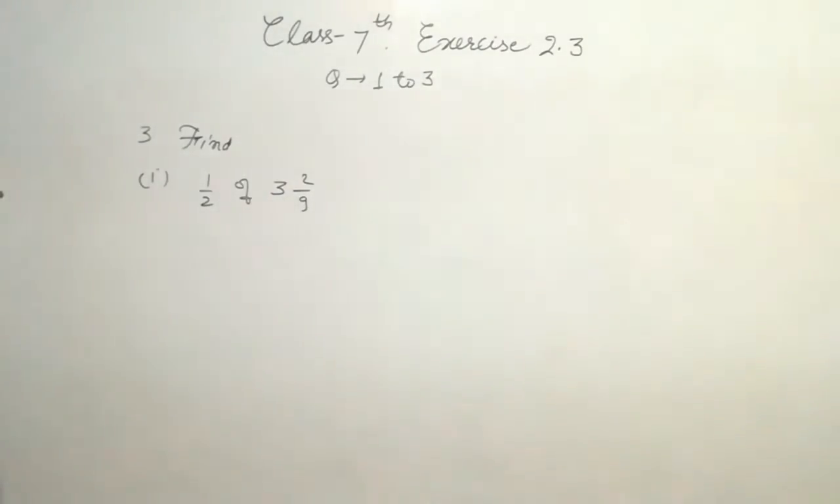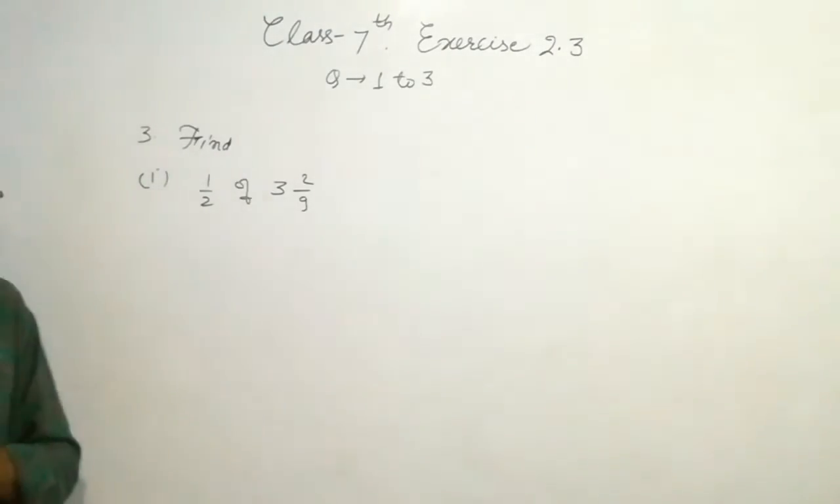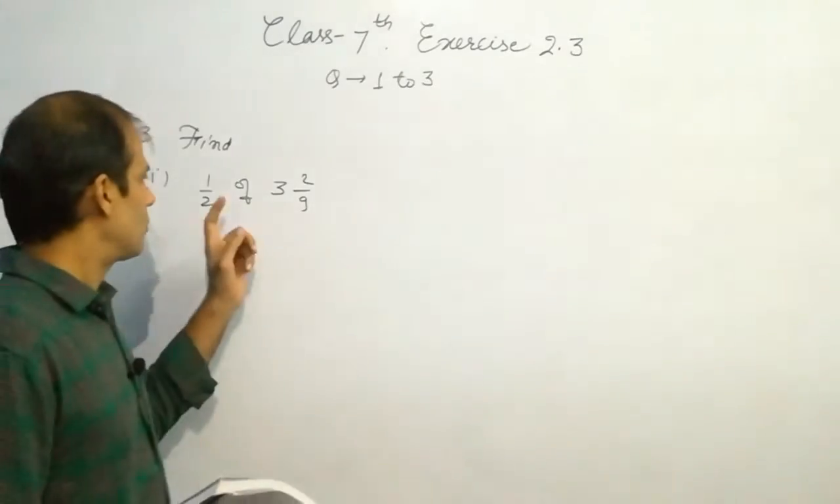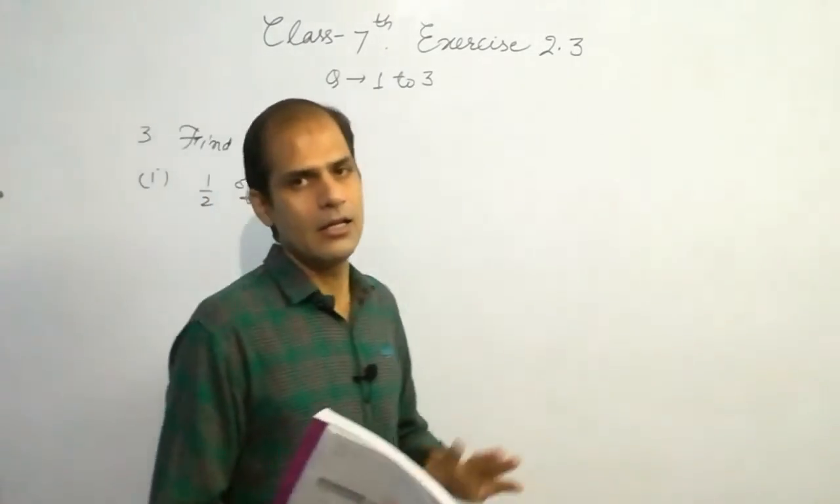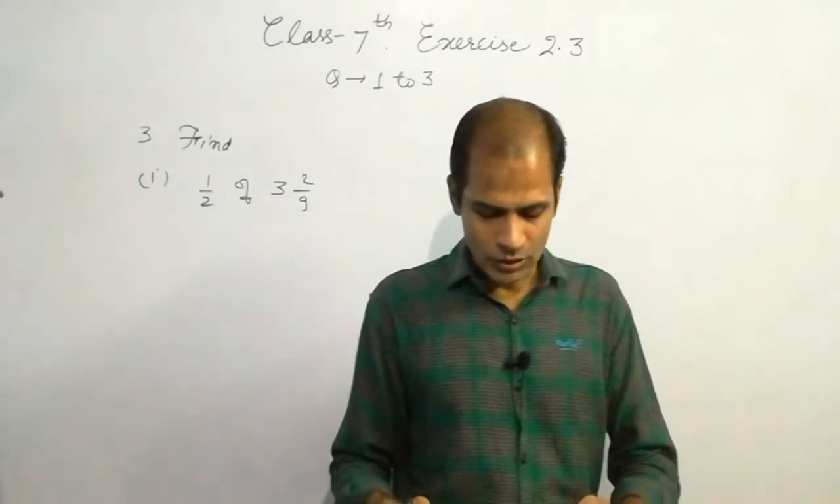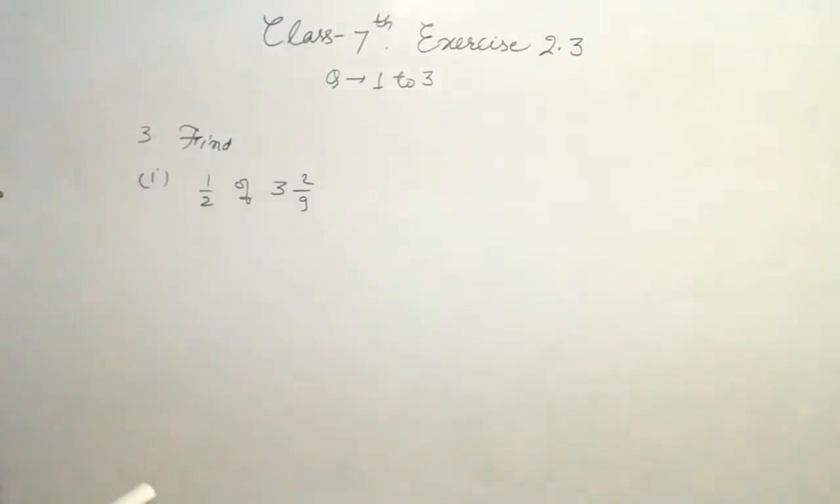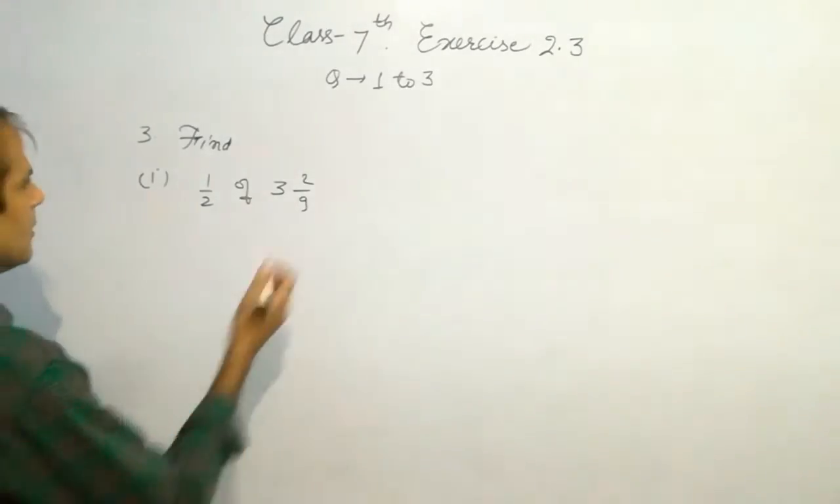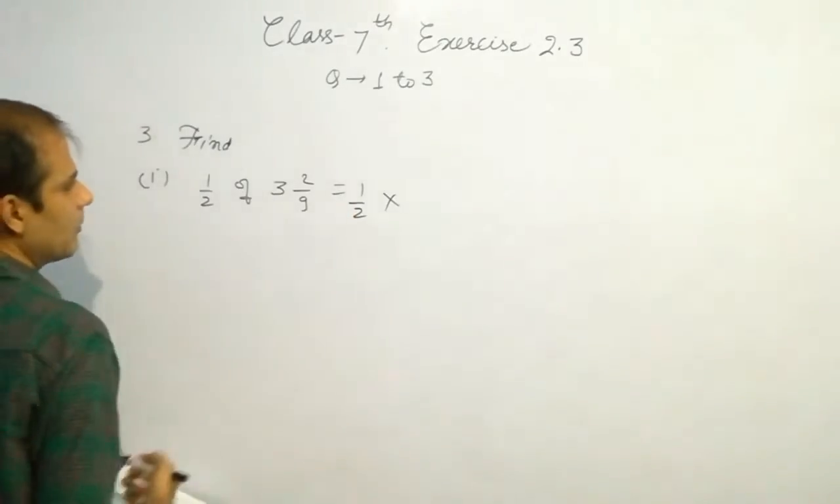What is the meaning of of? The meaning of is multiplication. Okay, whenever you see of in this type of question, you have to multiply. And this question is similar to question number 1 and 2. So all the questions are similar in some way. So solve it. 1 upon 2. This of is converted into multiplication.